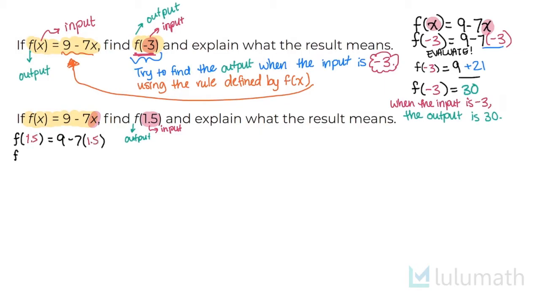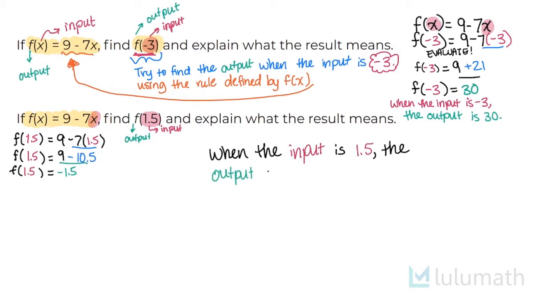So now f of 1.5 is going to be equal to 9, and then I'm going to multiply this negative 7 by 1.5, and when I do that, I get negative 10.5. And again, this is f of 1.5. So to figure out what f of 1.5 is, I just do 9 minus 10.5, which is equal to negative 1.5. So what this is telling us is when the input is 1.5, the output is negative 1.5.